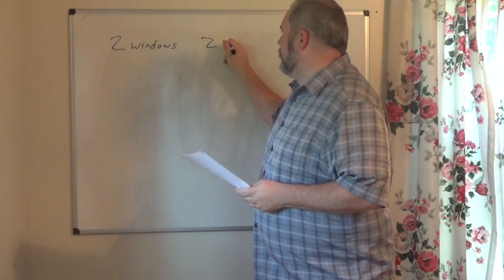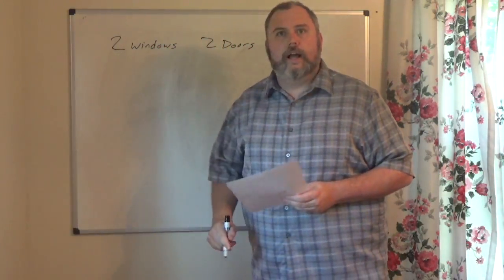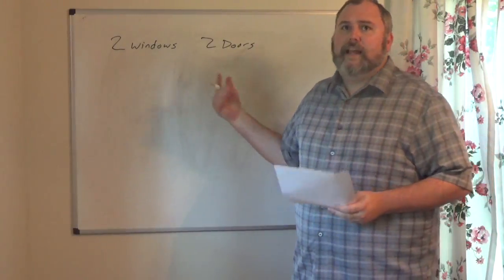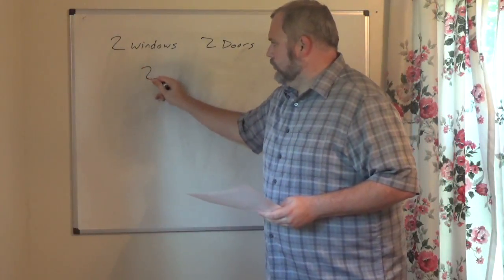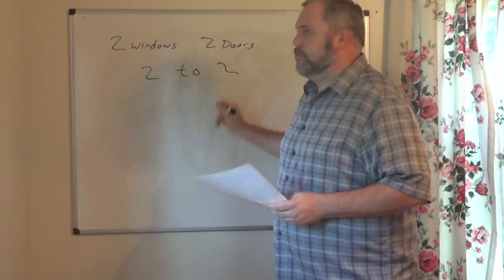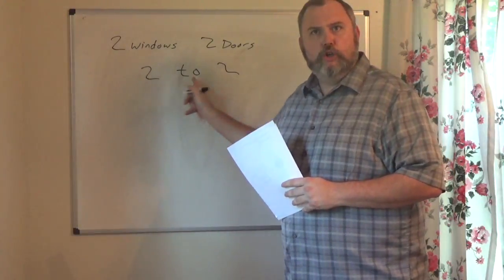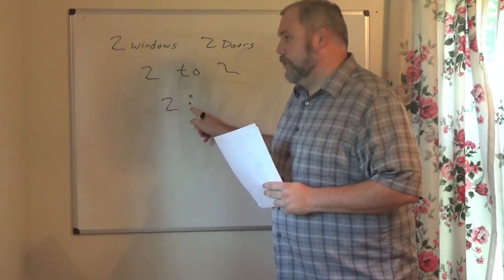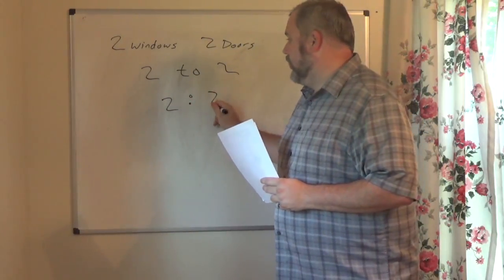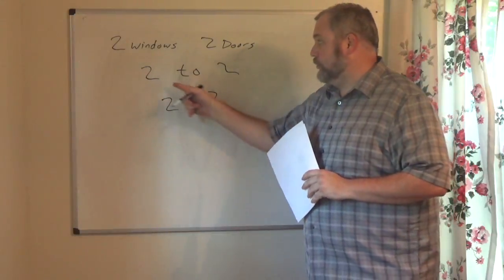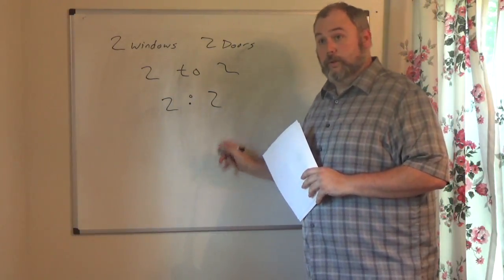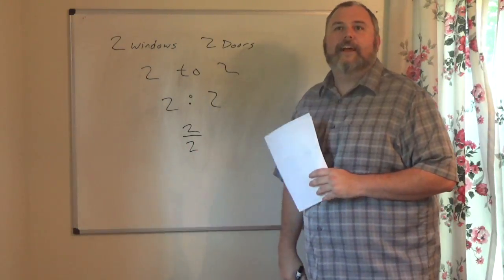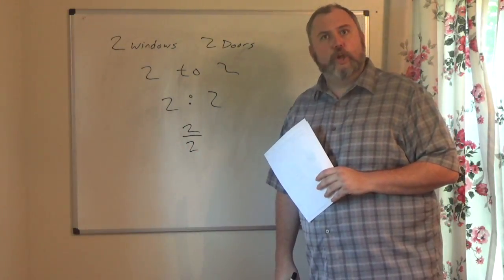And I have 2 doors. I have my door into my room and then my closet door. So I can make this as a ratio of saying 2 to 2, or I can rewrite this as 2:2, this colon means "to". This is another way of writing a ratio, 2 to 2, 2:2, or as a fraction, 2/2. I just wanted to do that because it's fun to say 2, 2, 2.